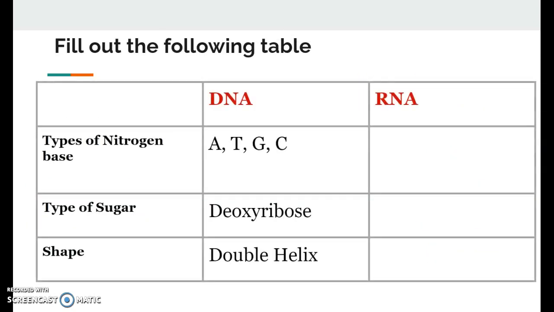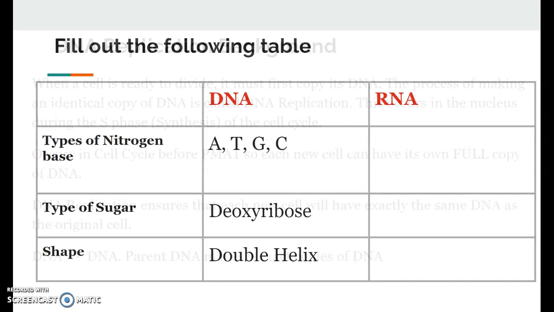Fill out this table. I took out the RNA because I want you to do that on your own. I did the DNA because I want you to see what I'm looking for. So what types of nitrogen bases are found in RNA? What type of sugar is found in RNA? And what is the shape of RNA? All right, so how is RNA different from DNA? So fill out that other side. I'll be checking for that.